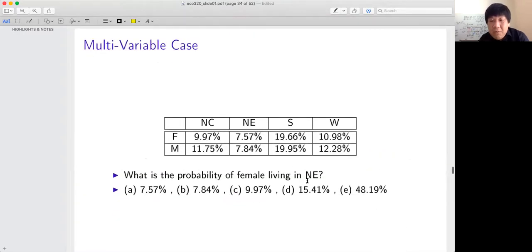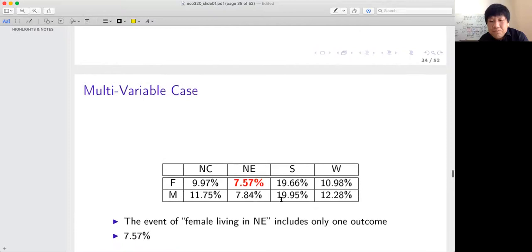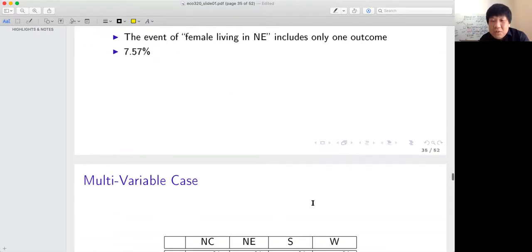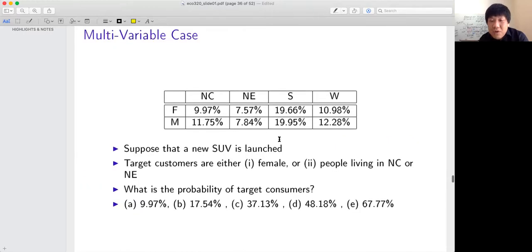And female living in Northeast, that is here, right? I'm not going to reveal the answer yet, but please try to answer. Okay, I'm going to reveal the answer right now. It's here, it's a joint probability basically, right? So it's quite easy. Once you create that, you can talk about lots of things.